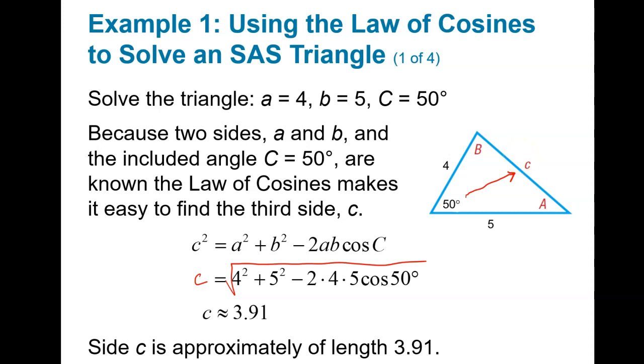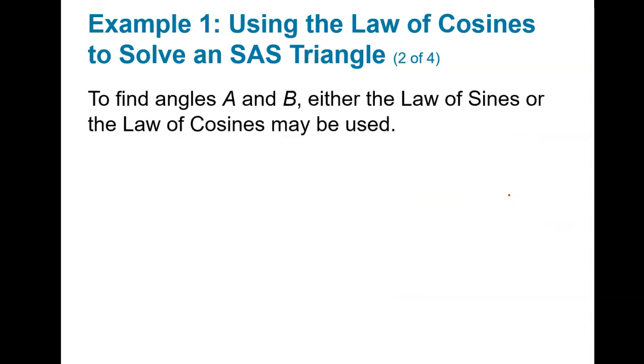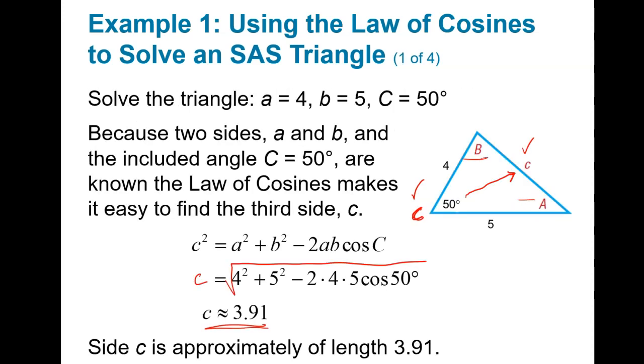Now, once we have an angle and its opposite, so we have angle C, which was given to us, and we have side length C from the law of cosines, now I can solve for angles A and B via the law of sines. When I switch to the law of sines here, I'm always going to go to the angle opposite the smaller of these two remaining sides, because that one is guaranteed to be acute. There can only be one obtuse angle in a triangle. There can't be more than one. So go to the smaller of the two, because you know that one has to be acute.